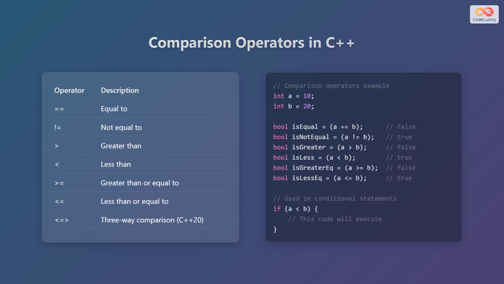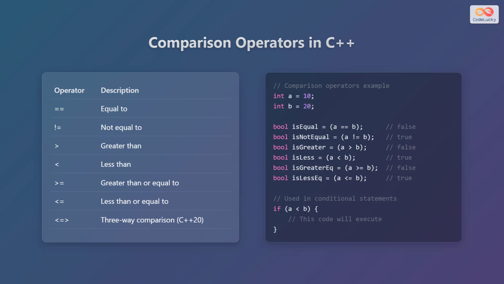The three-way comparison operator, introduced in C++20, compares two values and returns an object that indicates whether the left value is less than, equal to, or greater than the right value. Let's see these operators in action.